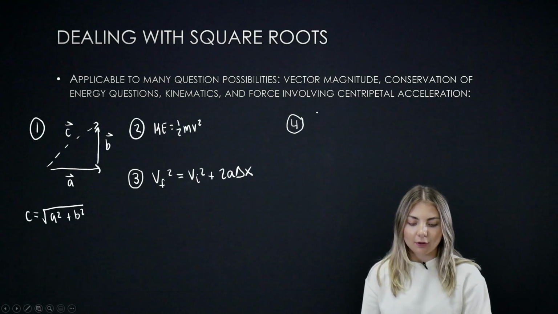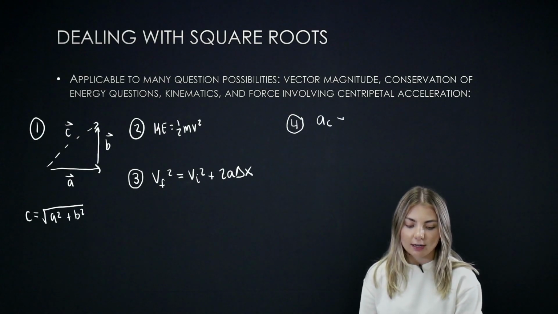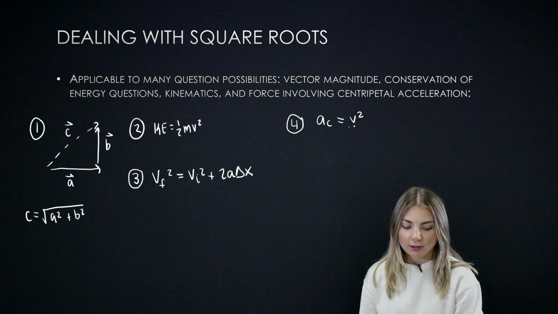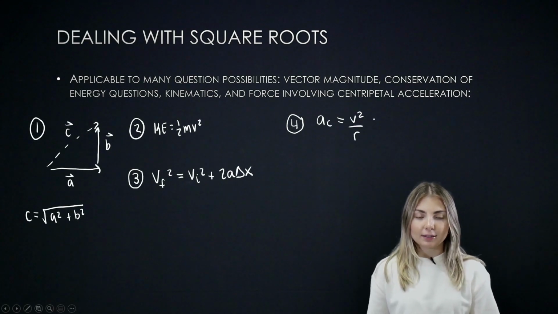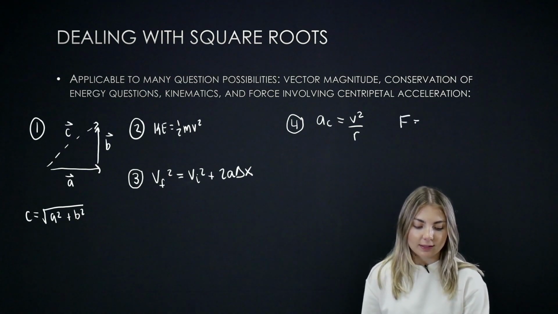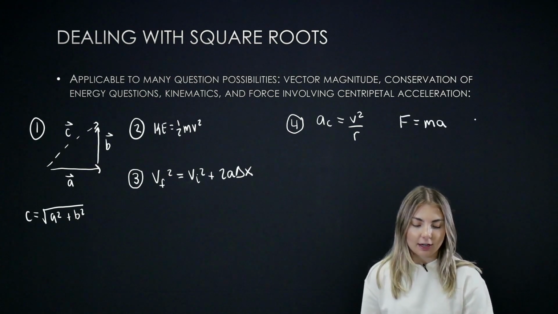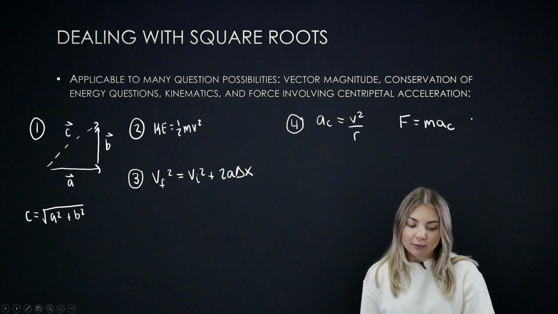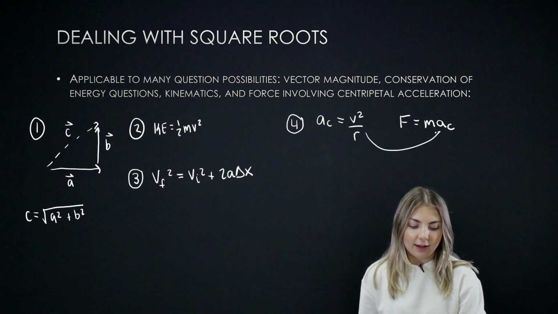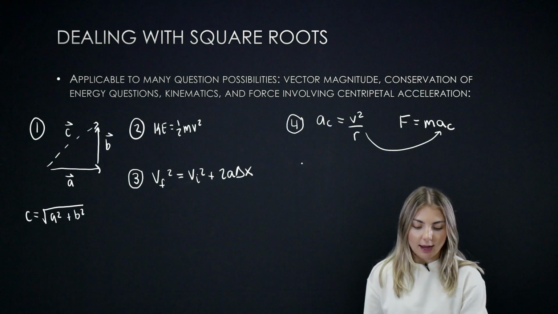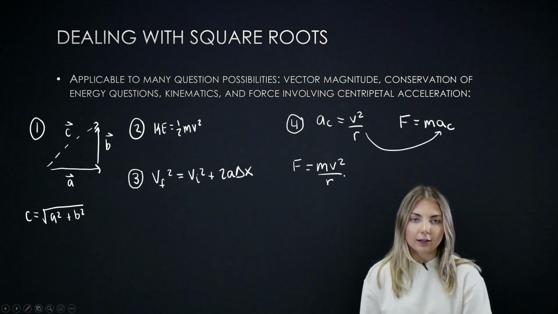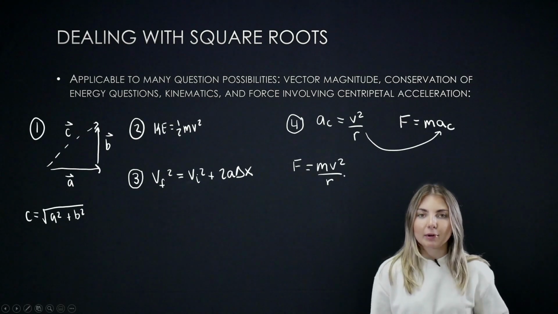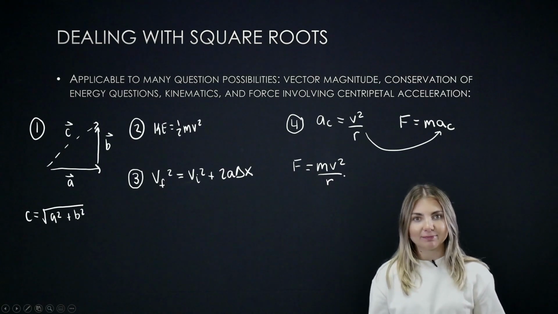For our last example, we know that centripetal acceleration equals velocity squared over the radius, and in the case of using this with force, we know that the sum of forces equals mass times acceleration. And if we're using centripetal acceleration, we can plug this value in here. So then we have force equals mass times velocity squared over r. And if we're solving for velocity, we know that we're going to have to find a square root as well.